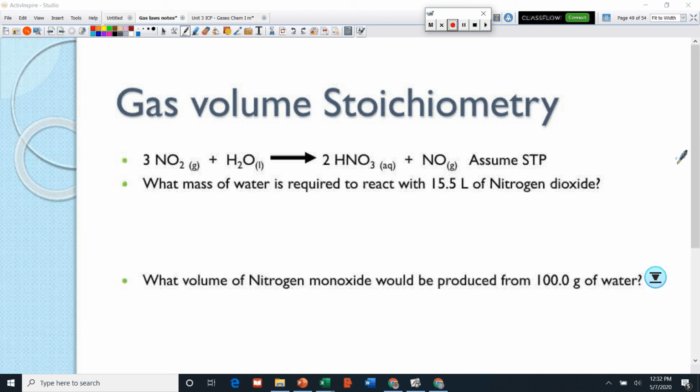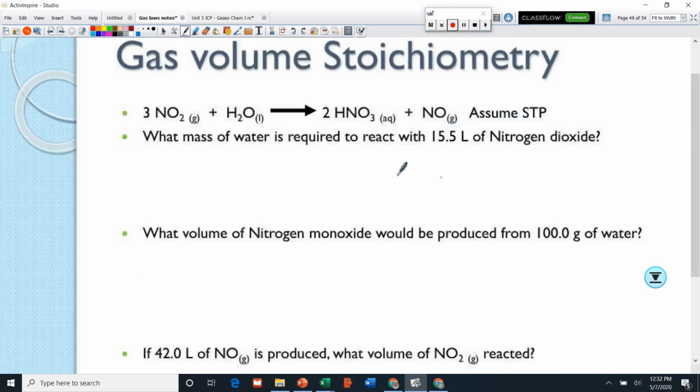So we have this problem here that says NO2 and H2O react to form nitric acid and nitrogen monoxide gas. The question says, what mass of water will be required to react with 15.5 liters of nitrogen dioxide? So we want to know what amount of water is going to be required to react with it.